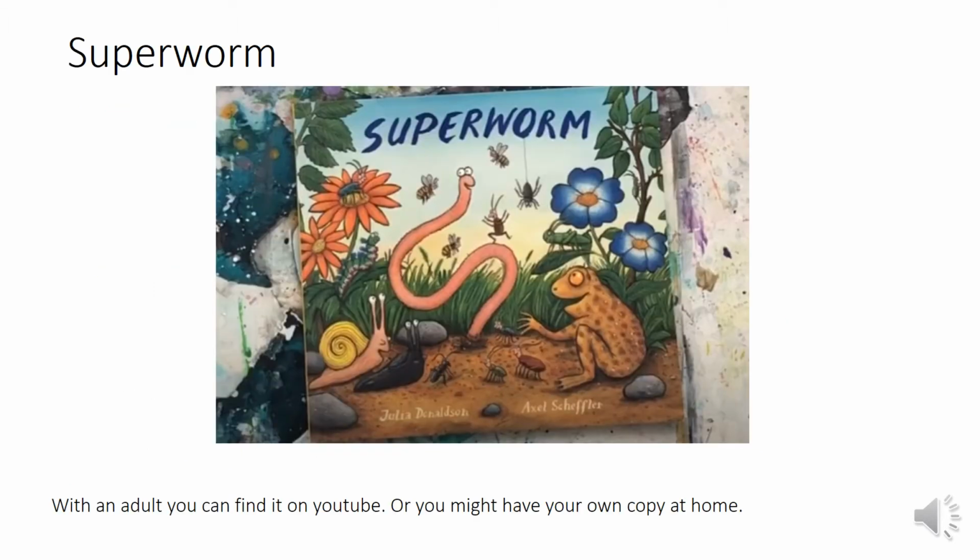The book we are going to be using and the story that we're going to learn this week is Superworm. Just for a minute, have a look at the picture on the screen and think about what the story might be about. Then, when you're ready, you can have a look for the story on YouTube, but make sure you find an adult first to help you, or you might have your own copy at home. So pause the video here and listen to the story.